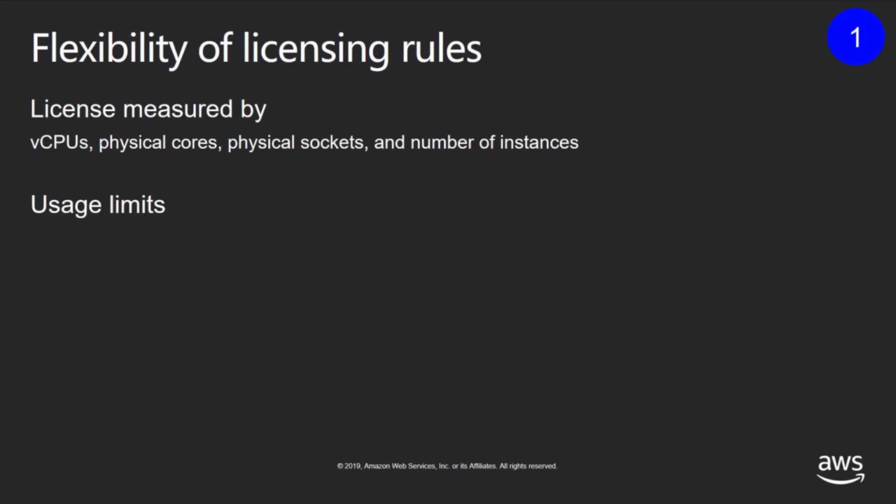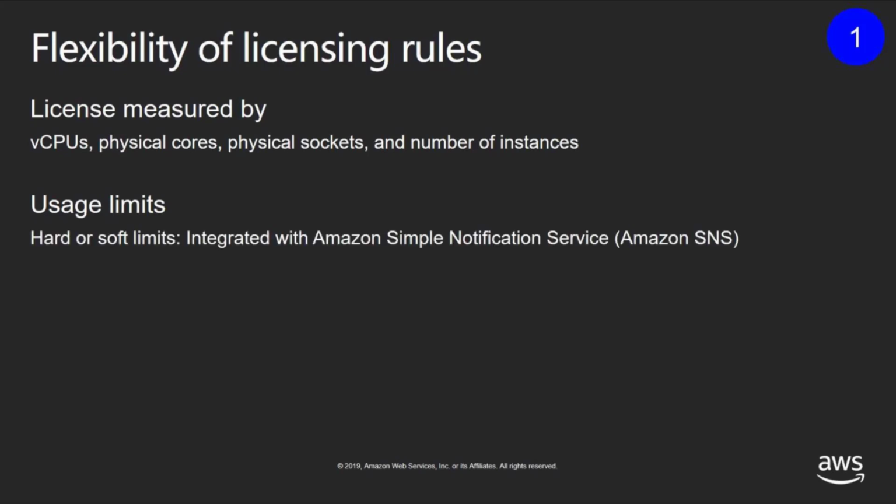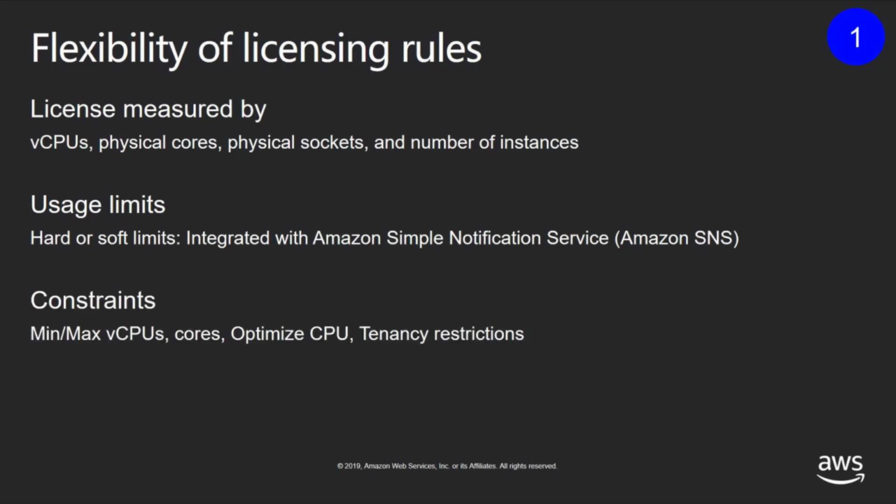Customers can also specify usage limits and define them as soft or hard limits. Soft limits allow going over the allocated number of licenses, with License Manager notifying through SNS notifications, whereas with hard limits, License Manager won't allow customers to incur overage by blocking launches. Administrators can also specify any other constraints that license terms might have, such as minimum and maximum values of cores and sockets, tenancy restrictions, usage of optimized CPU, etc.